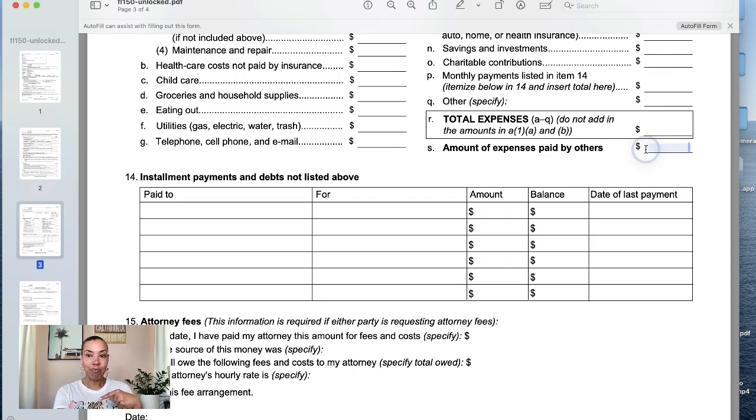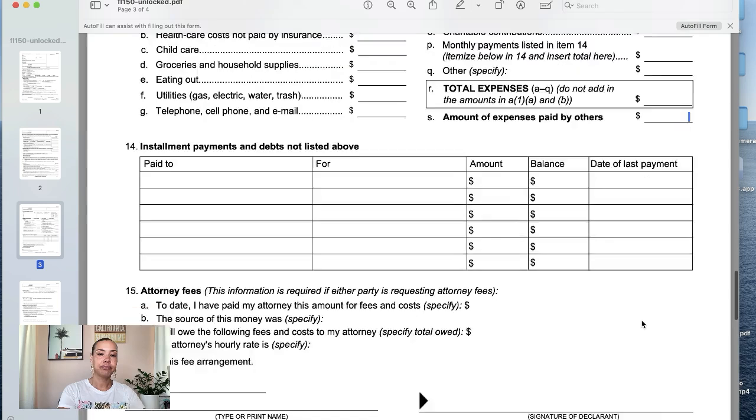But some people have amount of expenses paid by others. So maybe you have moved out, but your spouse is paying your rent. You haven't finalized your divorce. You haven't finalized spousal support. So right now in the interim, your spouse is paying your rent. That might be a number that should go there.